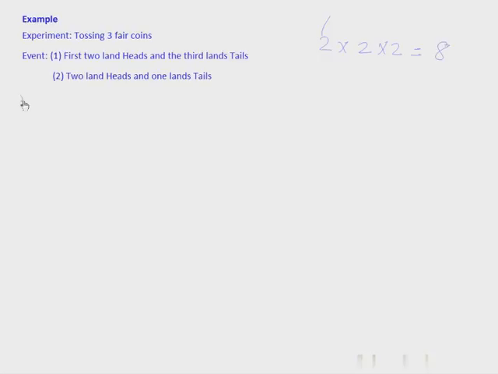Let me list them. Sample space has 8 outcomes. Heads, heads, heads. Heads, heads, tails. Heads, tails, heads. Heads, tails, tails. That takes care of the 4 outcomes that begin with a head. That is, the first coin landed head. Then I'll go tails, heads, heads. Tails, heads, tails. Tails, tails, heads. And tails, tails, tails. These are the 4 outcomes where the first coin lands tails. That covers the 8 outcomes I was looking for. So we have our sample space.